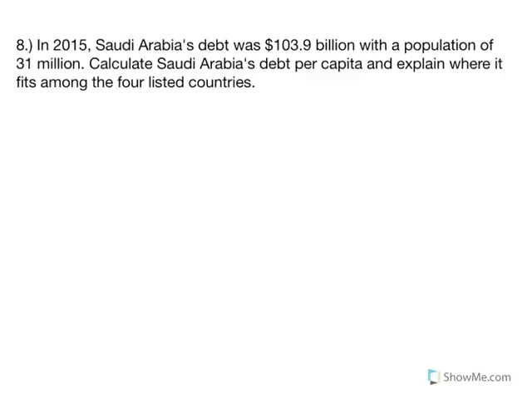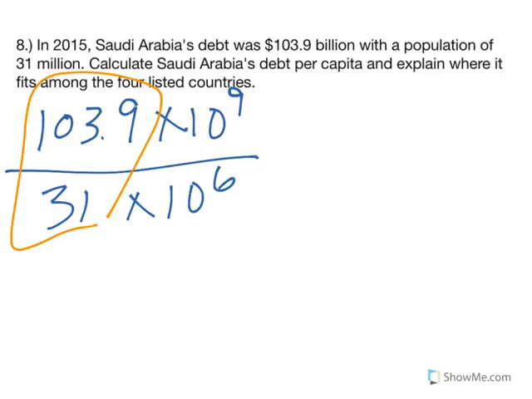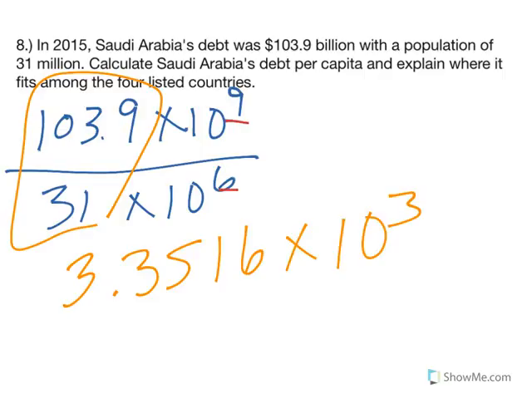And last problem here, number 8. In 2015, Saudi Arabia's debt was $103.9 billion with a population of 31 million. Calculate their debt per capita and explain where they fit among the group. So the debt is 103.9 billion. Remember, billion means 10 to the 9th. And million, 31 million, is times 10 to the 6th. So if you divide these first numbers, you get 3.3516 and so on, times 10 to the 3rd, because remember, subtract the exponents.